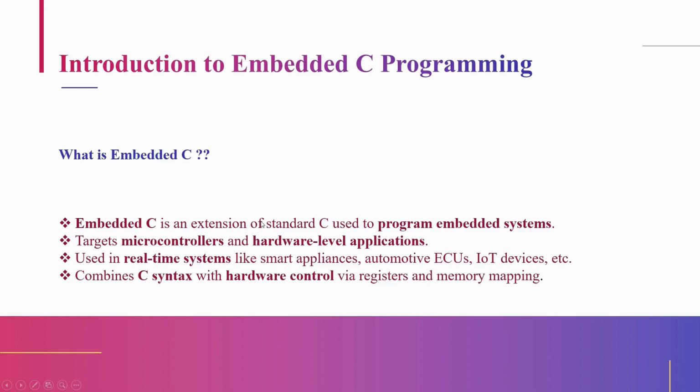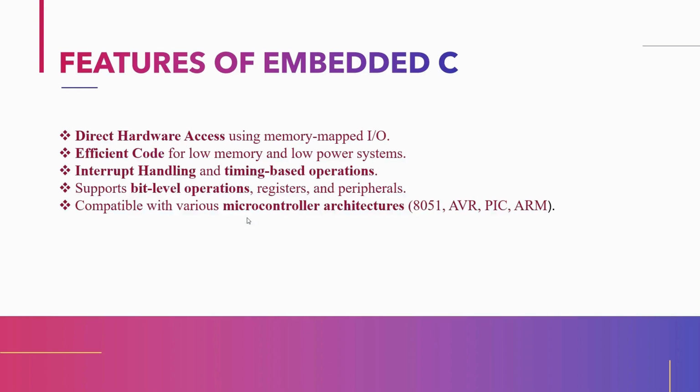What is embedded C? Embedded C is an extension of C used to program microcontrollers. It allows direct access to hardware, including registers and ports. It's used in automotive systems, IoT devices, and smart appliances. Features of embedded C: direct hardware access using memory mapped input output, efficient code for low memory and low power systems, interrupt handling and timing based operations, support for bit level operations, registers, and peripherals, and compatibility with various microcontroller architectures like 8051, AVR, PIC, and ARM.